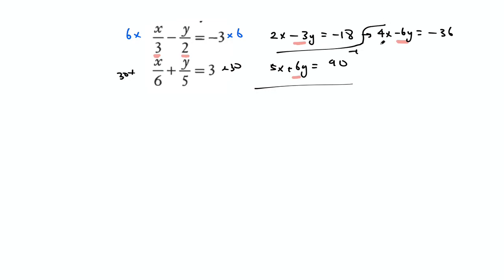Adding these two, 4x plus 5x gives me 9x. These cancel out. Minus 36 plus 90 gives me 54. Dividing both sides by 9, I end up getting x equals 6.